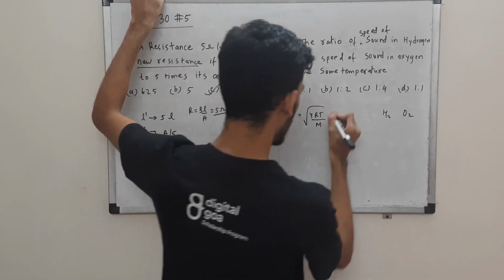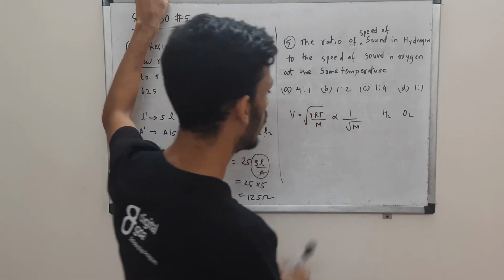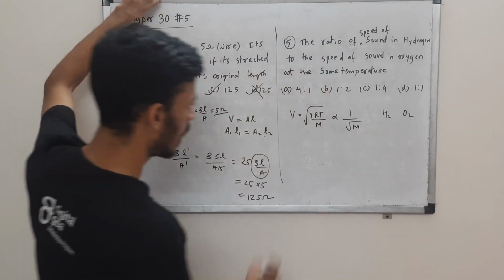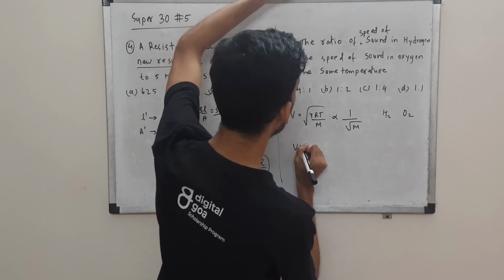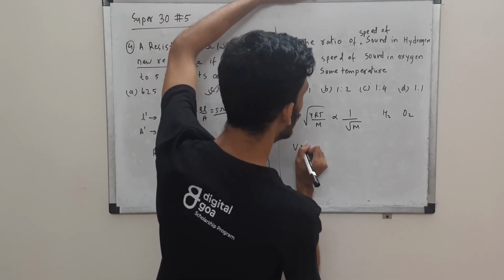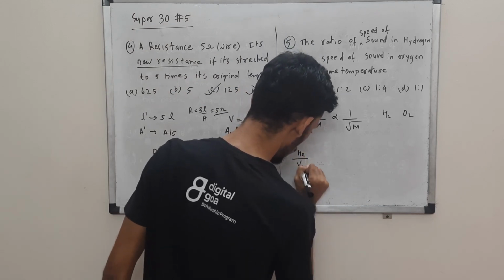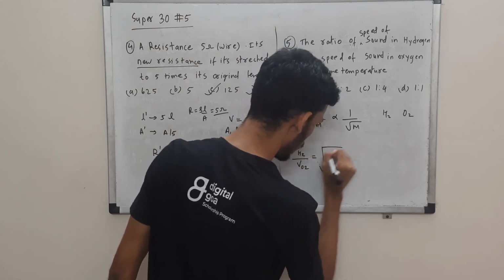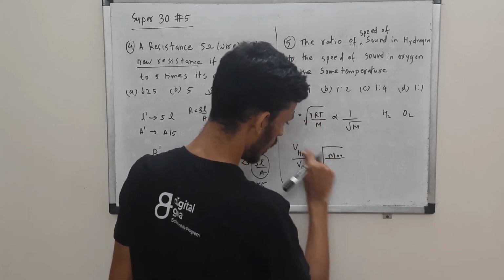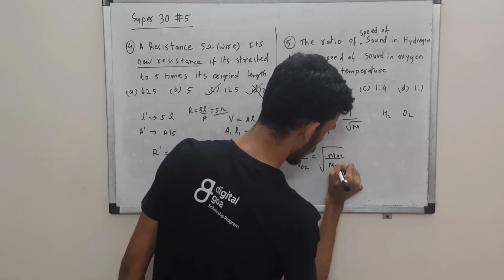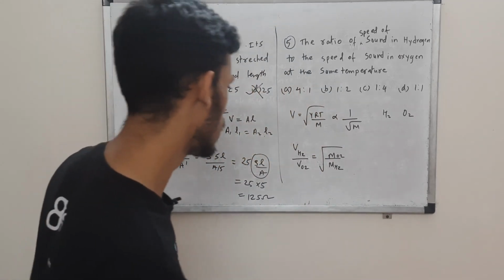So the only thing that is variable over here is this m. V depends on m as root of m, and it is an inverse relation. So we are supposed to find the velocity of sound in hydrogen, which is V of H2 divided by V of O2. So that will be root of m of O2 over m of H2, an inverse relation, right? It is inversely proportional to the square root.